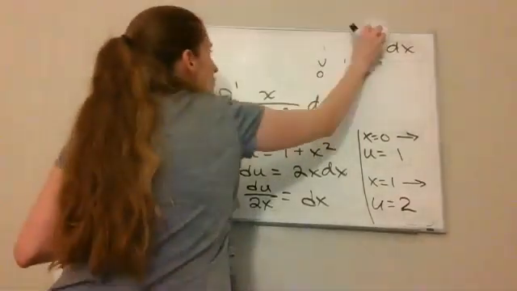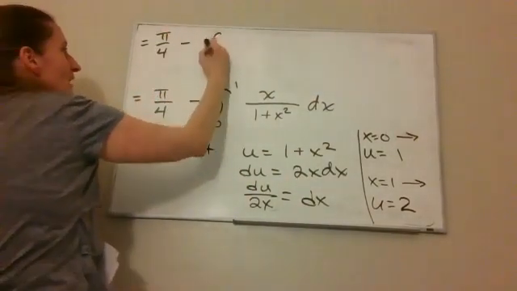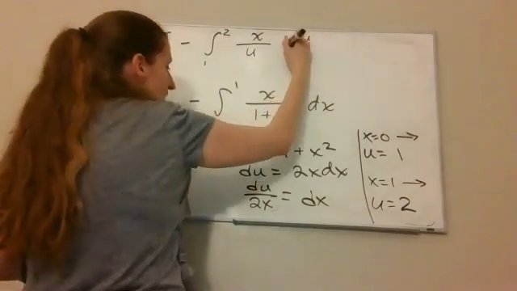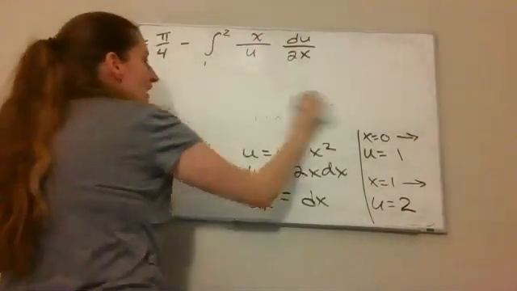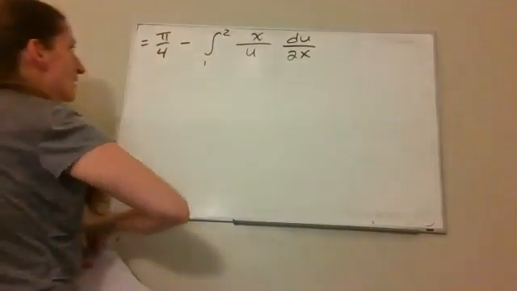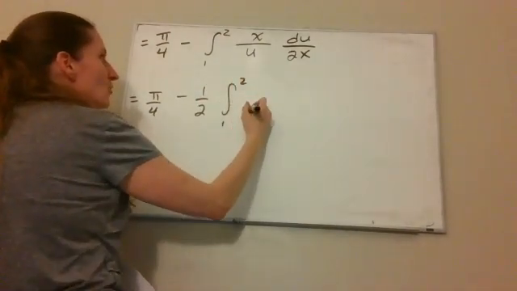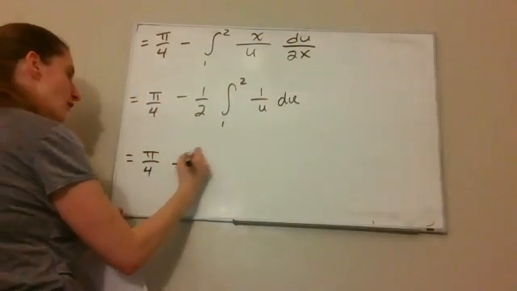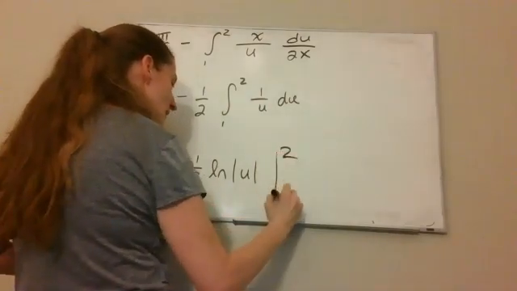Rewriting using this substitution, I'm going to get pi over 4 minus an integral from 1 to 2. I have x, u on the bottom, and dx is du over 2x. Notice those x's cancel out, and I can pull the 1/2 outside. So when I do that, we have pi over 4 minus 1/2 times the integral from 1 to 2 of 1 over u du. That's going to get me a natural log. I have pi over 4 minus 1/2 natural log, absolute value of u, plug in the 2 and plug in the 1.